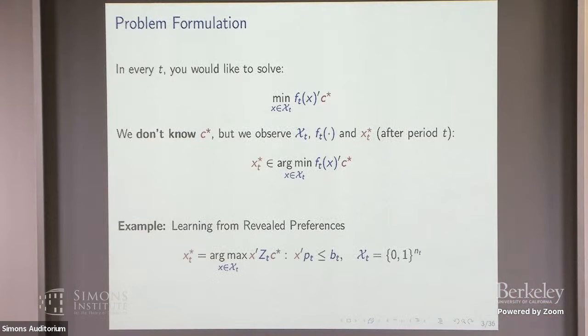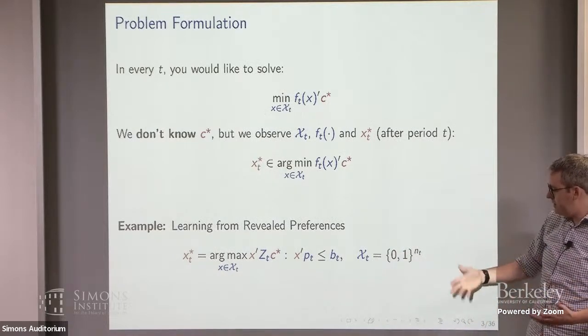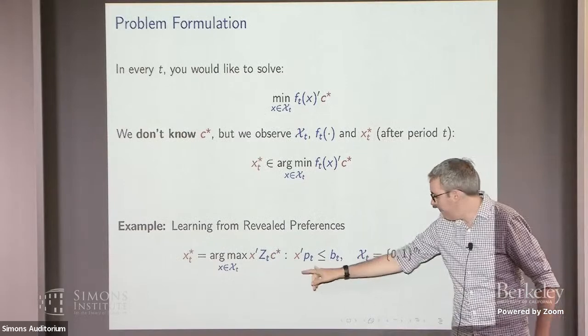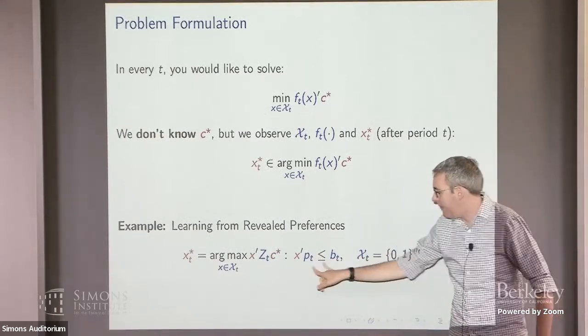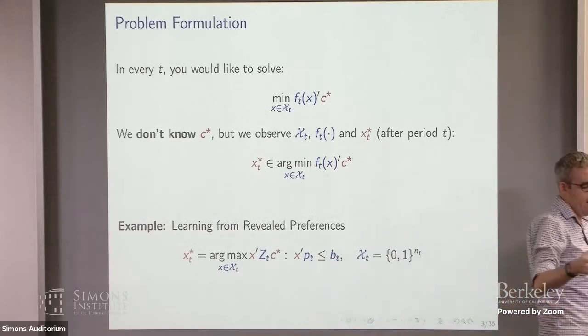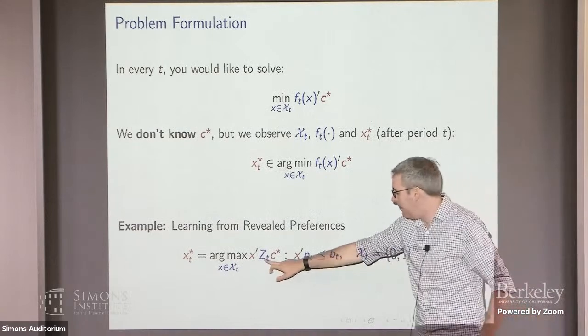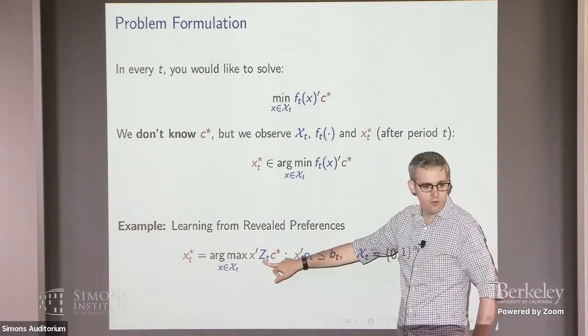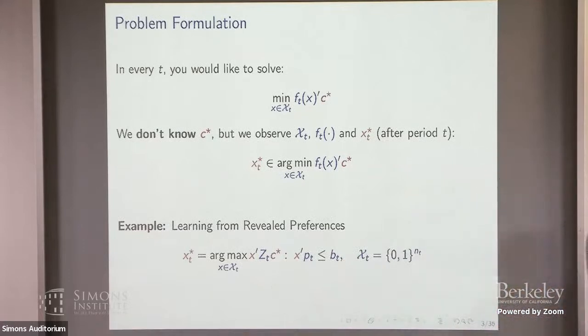And just to keep a problem in mind, you can think of the learning from revealed preferences example like this. Every period, you have a bundle of goods with prices, and you have a budget. And I want to know the values of the features of the goods. And this matrix V will map from features to products. And then I see which products you buy, and I want to learn how much you value different features.